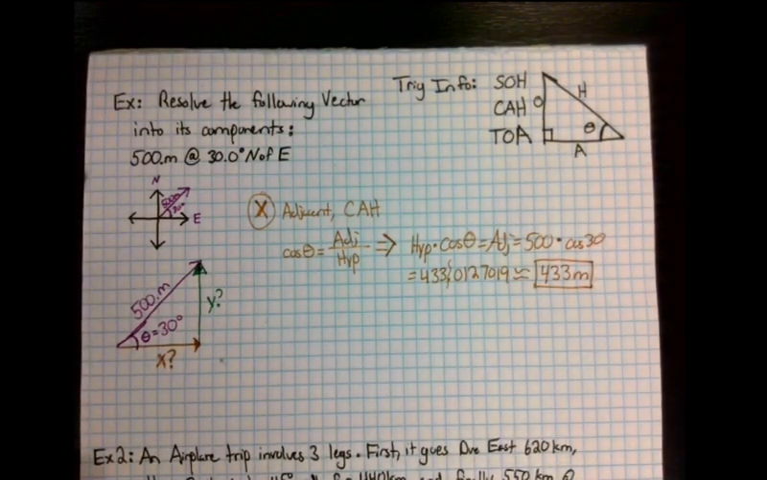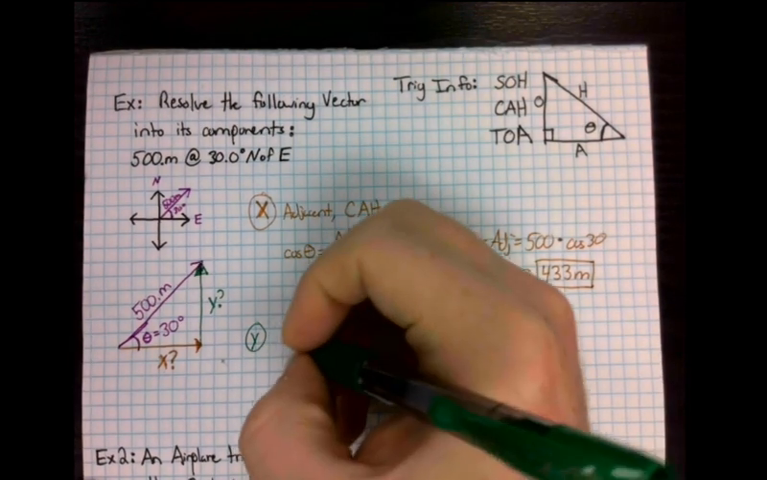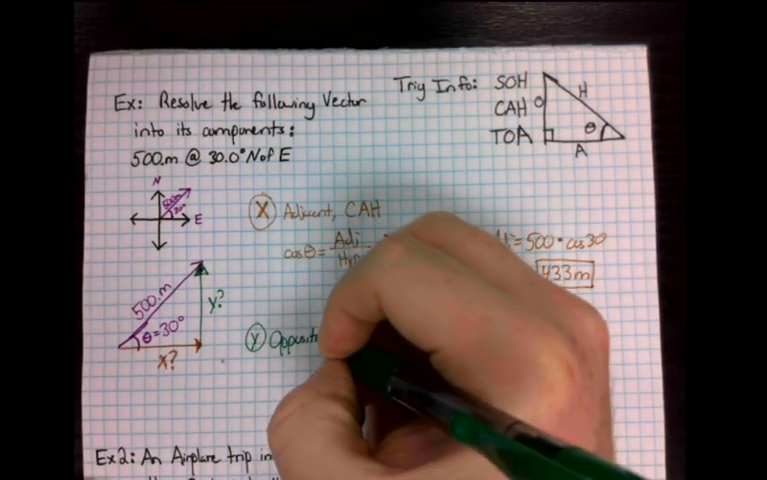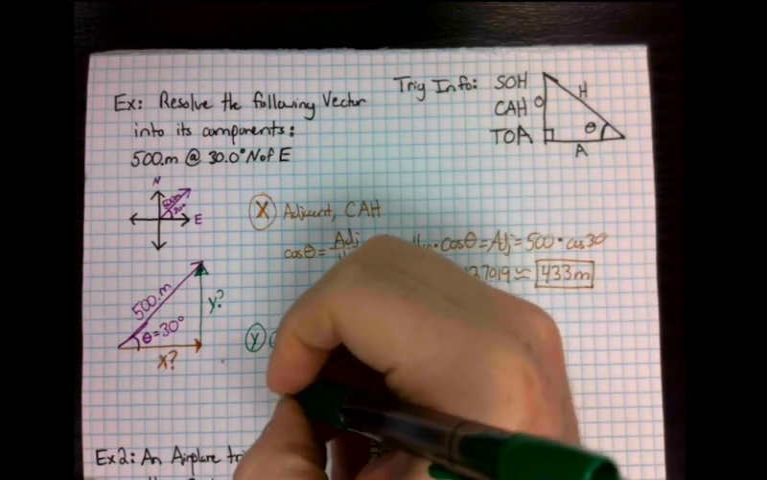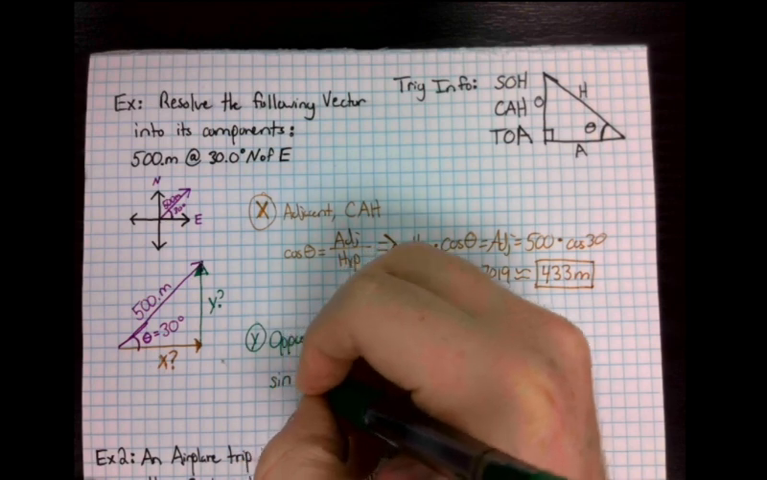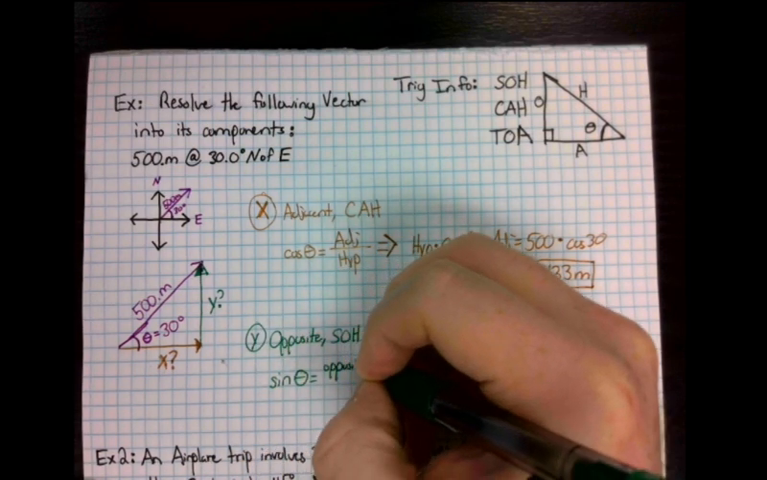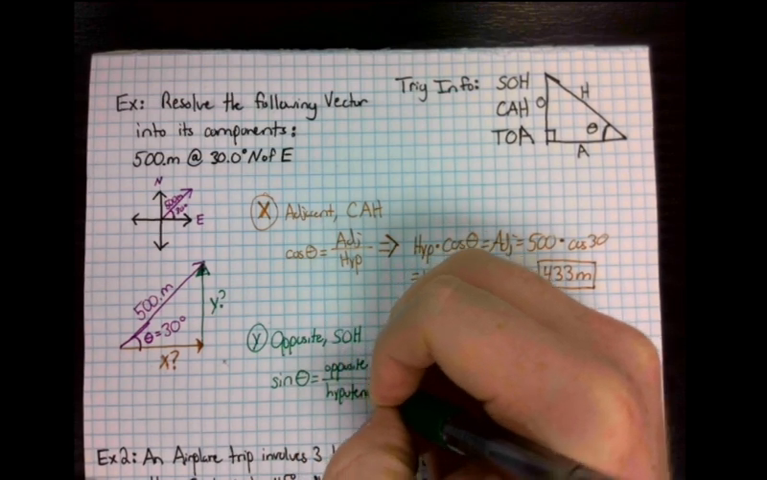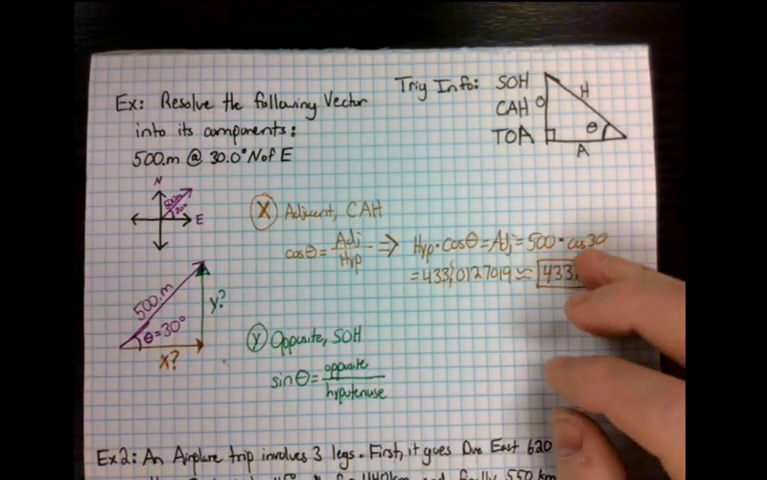Now let's get our y component. So our y component, we want the opposite. And we have the hypotenuse, so we're going to use SOH. S-O-H. And the formula for that is sine of theta is equal to opposite over hypotenuse. Opposite over hypotenuse.